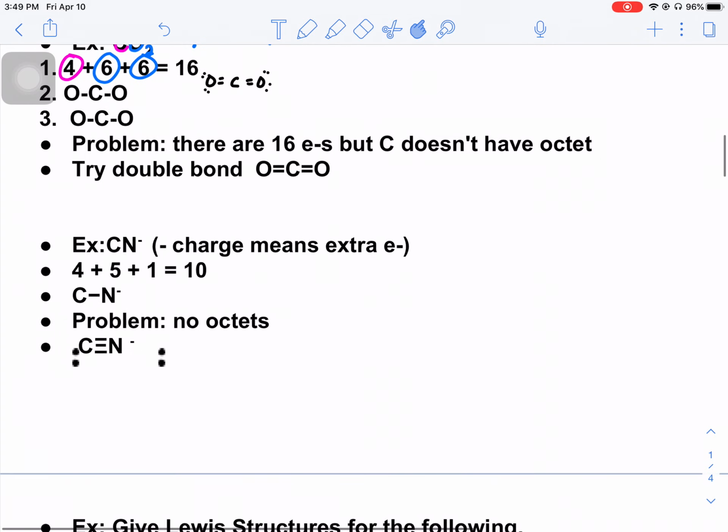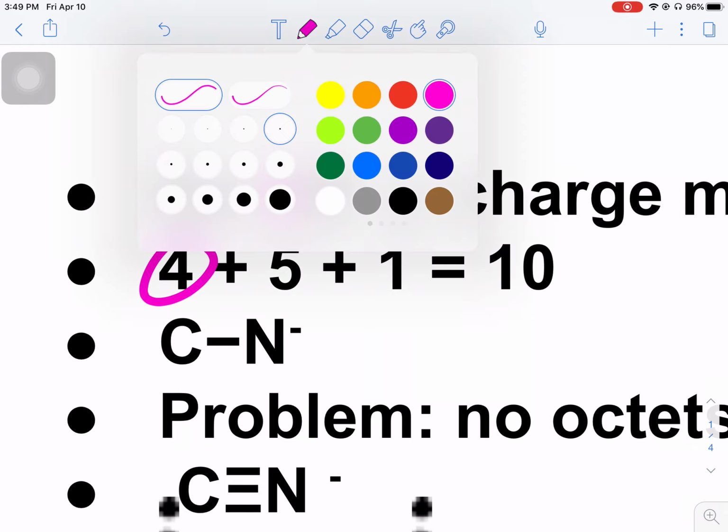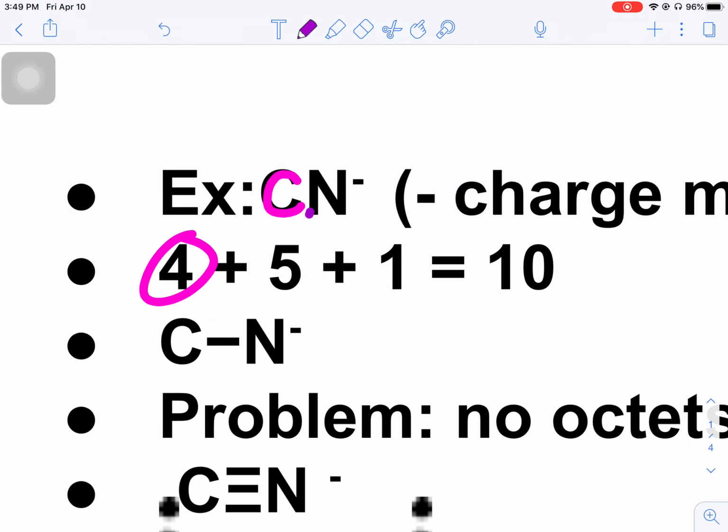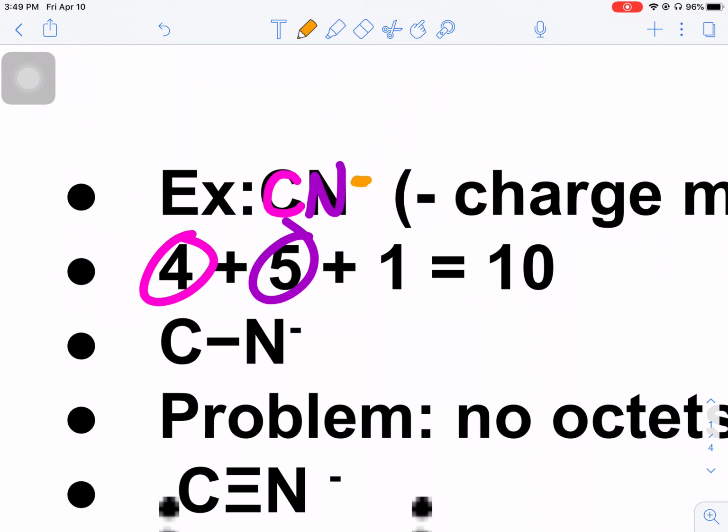Let's move on to the next one. Let's do an ion, so cyanide. Cyanide is your CN-1 ion. I'm going to change over here. So carbon is going to get 4 dots, and we know that nitrogen gets 5 dots. We also have a negative symbol, and that negative symbol tells us that there is one more electron. So all said and done, when we draw our Lewis structure for cyanide, we get 4 dots for carbon, 5 dots for nitrogen, but the negative symbol indicates that there is one more electron going on.